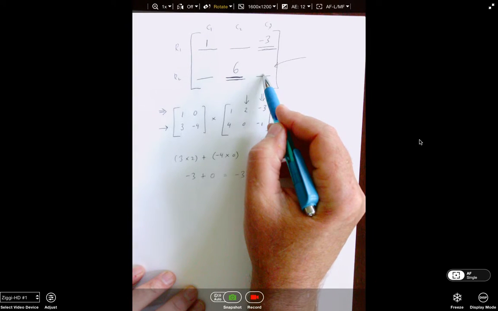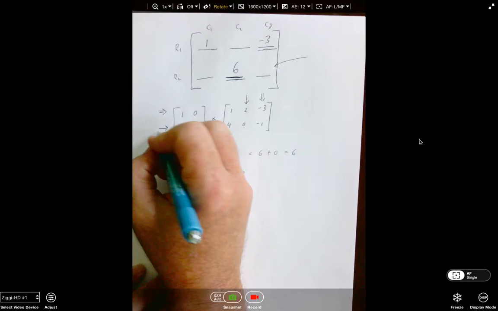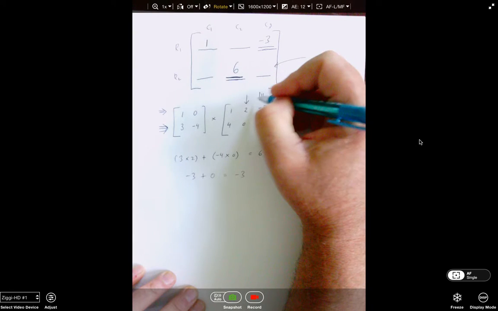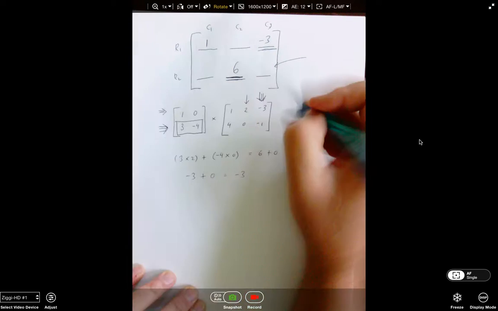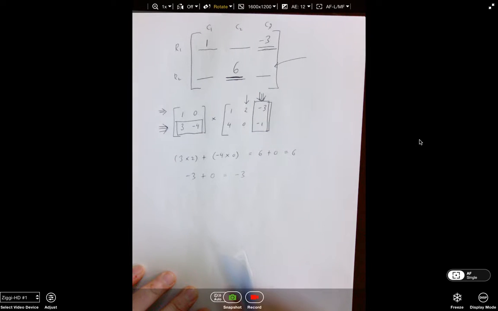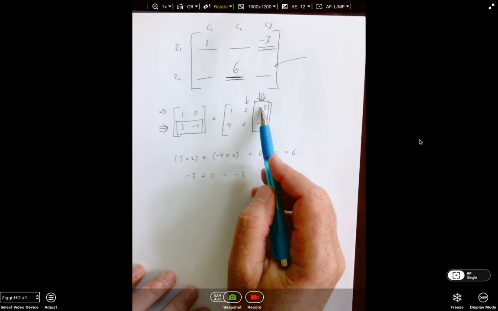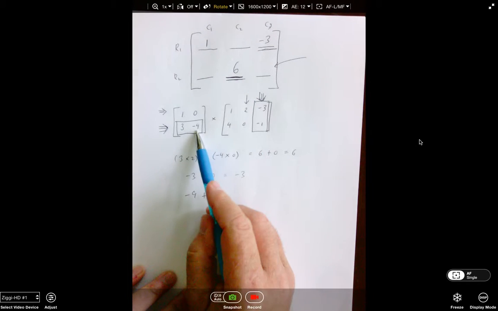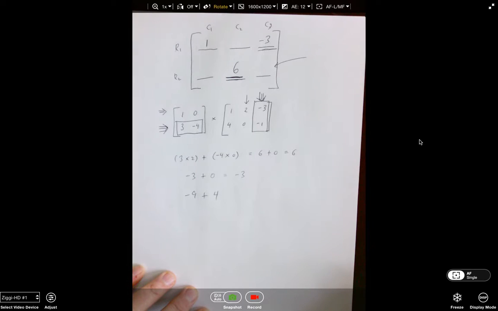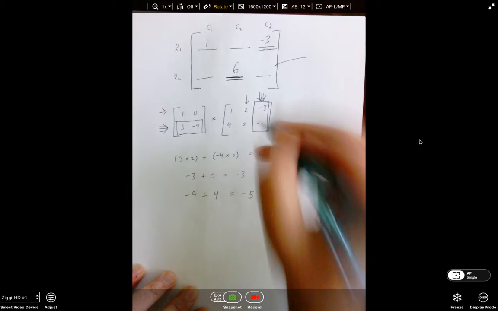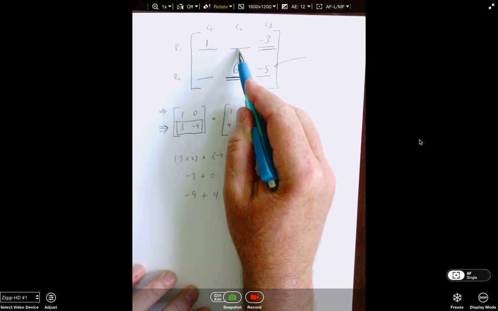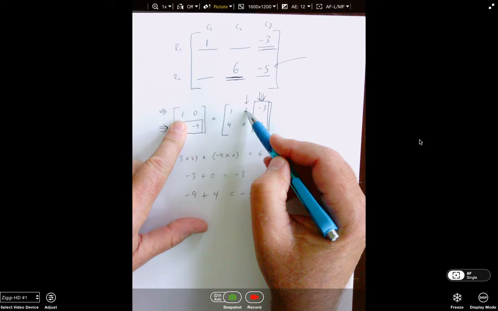What makes up this part? Row 2, column 3. Usually I don't do this because I don't want to mess up my drawing, but first element times the first element. Second element times the second element. Add these. Negative 5. This one right here, row 1, column 2. We can get real quick now. Row 1, column 2, 2, 0.